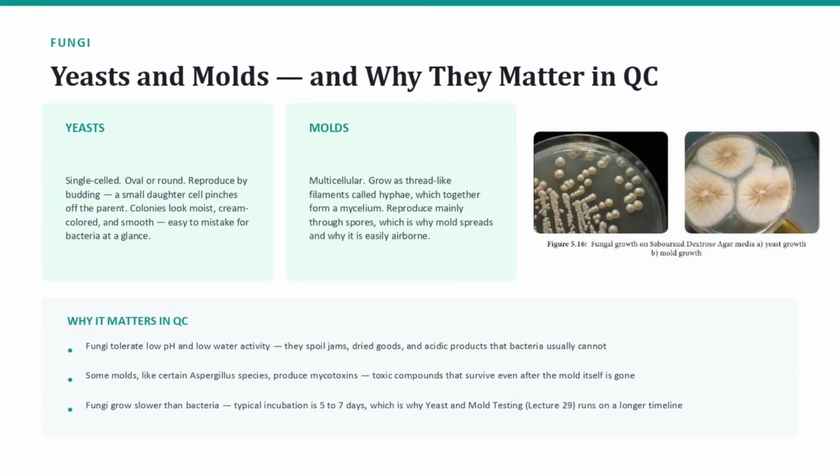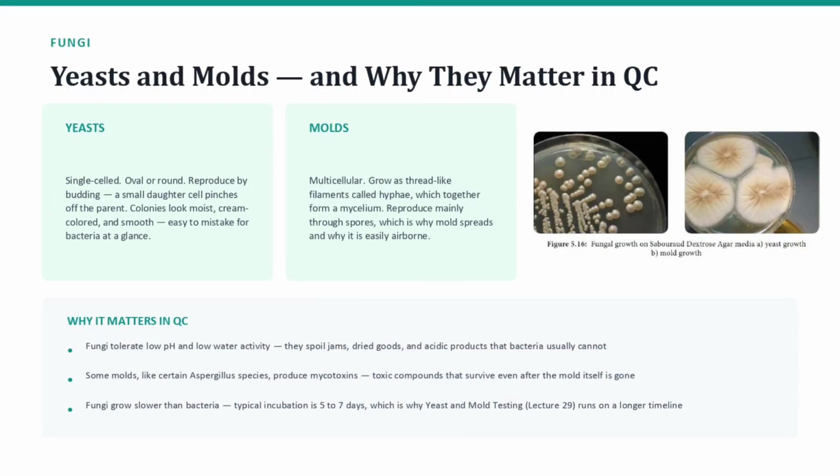3 reasons. First, fungi tolerate low pH and low water activity far better than bacteria do, which is why they are what spoils jams, dried goods, and other acidic products that bacteria usually cannot touch. Second, some molds, certain Aspergillus species in particular, produce mycotoxins, toxic compounds that can survive even after the mold itself is gone. That makes mold a genuine safety question, not just a cosmetic one.